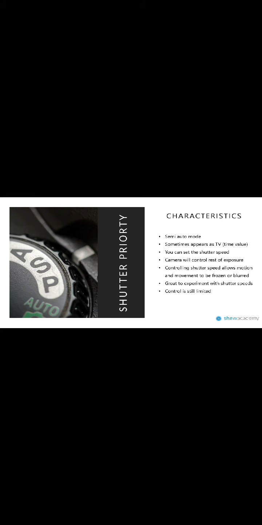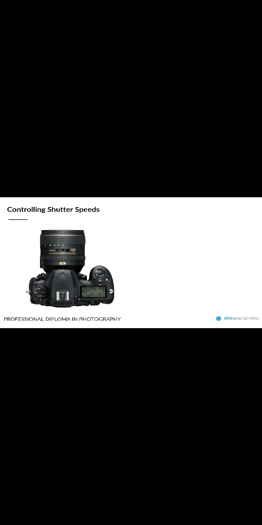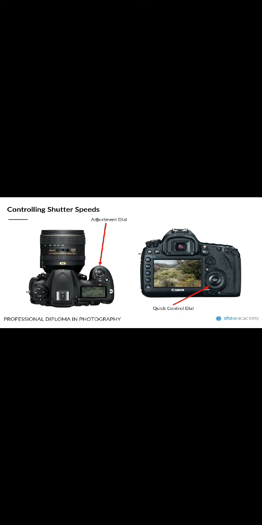But ultimately, our control is still limited, because while we now have the creative decision over whether or not we want to freeze or blur motion, we still don't have some other creative decisions that we'll be exploring in later lessons. So you can control the shutter speed when you've got it set to your S mode by using either the adjustment dial on the front of the camera, or you may find it on the back of the camera as well. Again, it's going to change depending on the type of camera that you are using, but there will be a dial somewhere on the camera that you can use to increase and decrease that shutter speed.